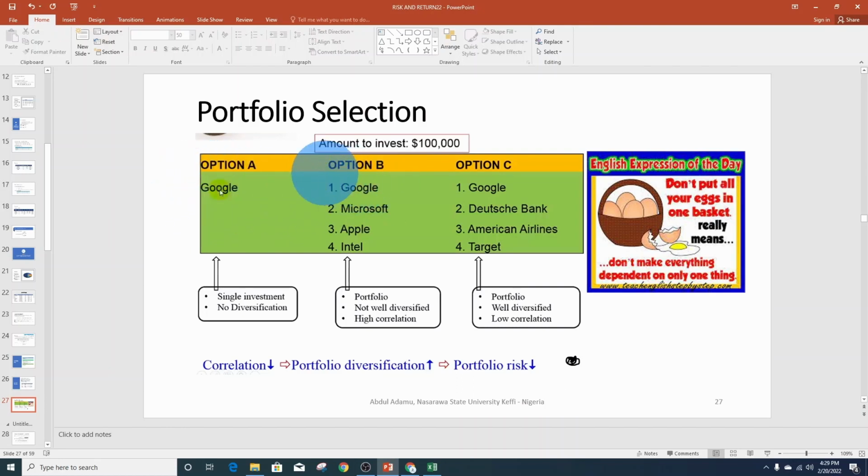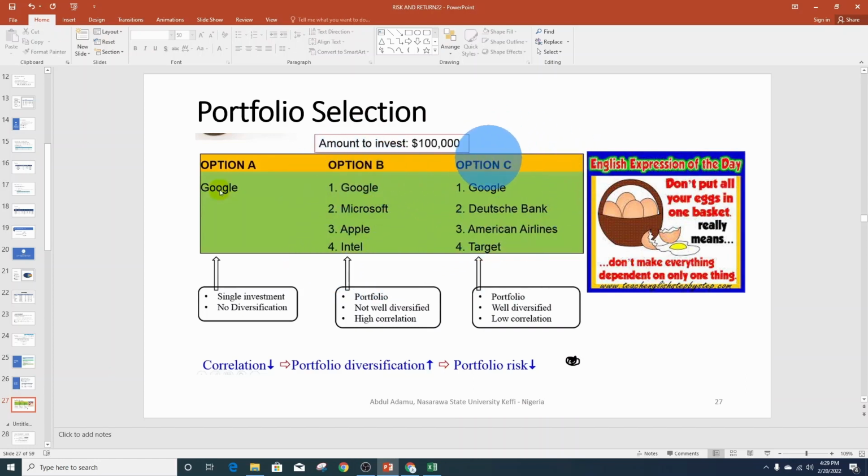So you can also choose to invest it in either Google, Microsoft, Apple, and Intel. So this investment is in one sector. It is a portfolio, but it is in one sector, so it is not well diversified, because if anything happens to the sector, then your investment will be affected. Because these stocks are highly correlated.